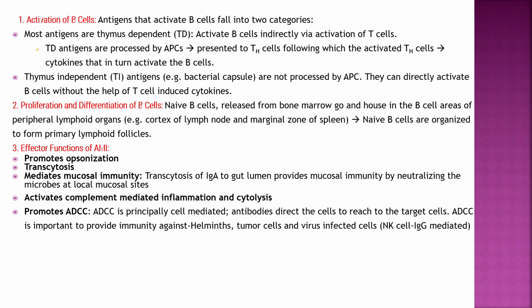Effector function of AMI: promotes opsonization, transcytosis, and mediates mucosal immunity. Transcytosis of IgA to the gut lumen provides mucosal immunity by neutralizing microbes at local mucosal sites. Activates complement mediated inflammation and cytolysis. Promotes ADCC. ADCC is principally cell mediated. Antibodies direct the cells to reach the target cells. ADCC is important to provide immunity against helminths, tumor cells, and virus infected cells, that is NK cells, IgG mediated.